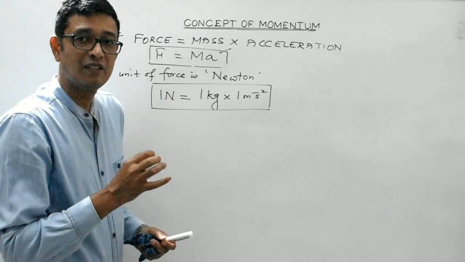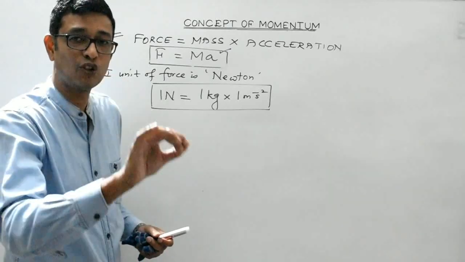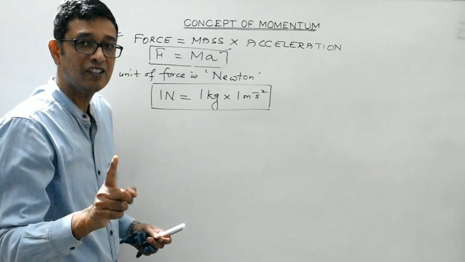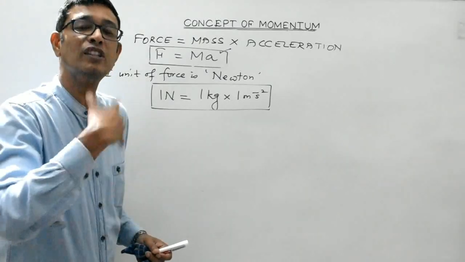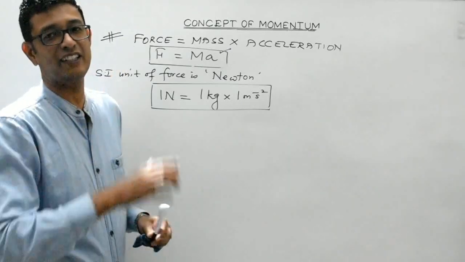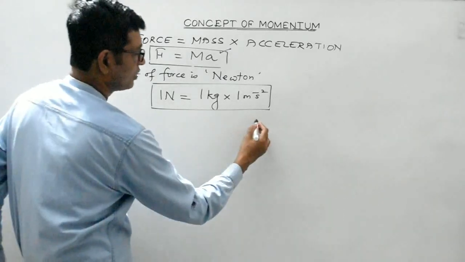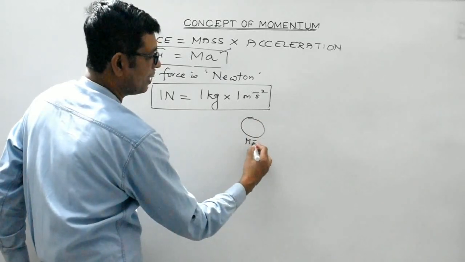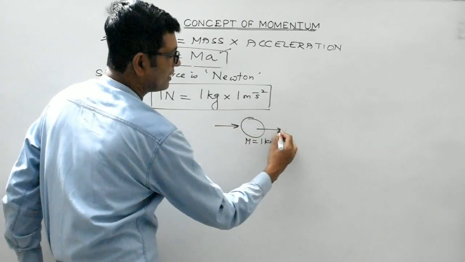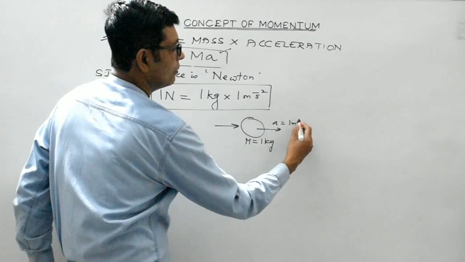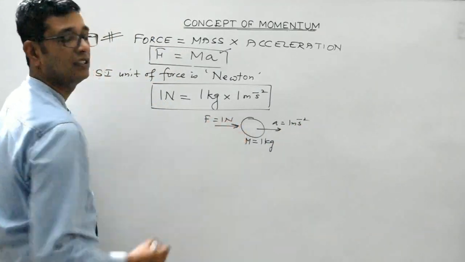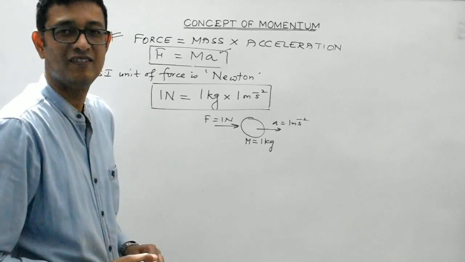1 Newton may be defined as that force which, when applied on a body of mass 1 kg, is able to produce in the body an acceleration of 1 meter per second square, right? So suppose this is a body of mass 1 kg, and on applying force the body gets accelerated by 1 meter per second square. Then the force acting on the body is said to be 1 Newton.